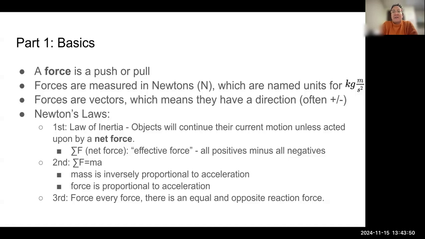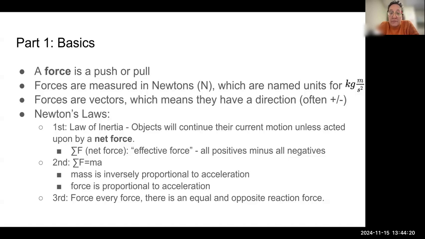Hey everyone, we're going to go over the basics of our force unit today. Before we get started, I want to say a lot of people worry a lot about doing these problems, but I feel like not enough people worry about the first two parts of this unit, which are the basics and the different forces. I think if you really work to understand the concepts in parts one and two, the problems themselves will be much more straightforward. So, the basics.